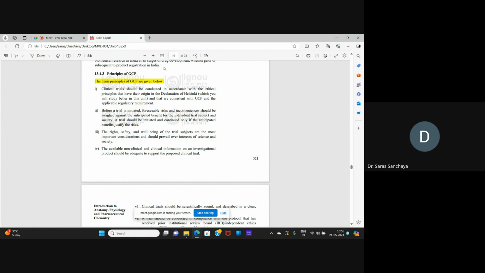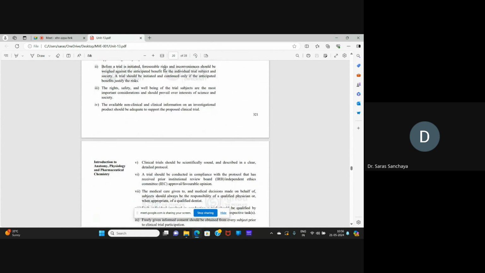Clinical trials should be conducted in accordance with the ethical principles that have their origin in the Declaration of Helsinki and that are consistent with GCP and the applicable regulatory requirement. Before a trial is initiated, foreseeable risks and inconvenience shall be weighed against the anticipated benefit for the individual trial subject and society. A trial should be initiated and continued only if the anticipated benefits justify the risk, means benefits are more than the risk.